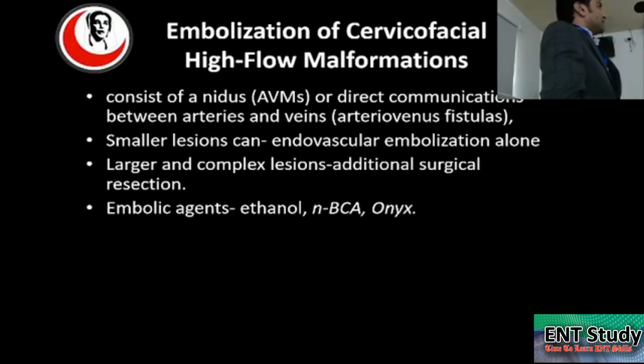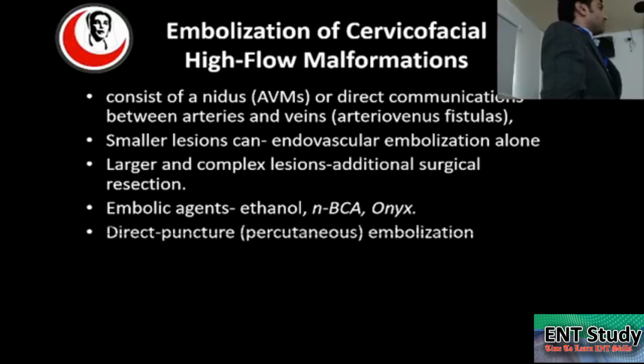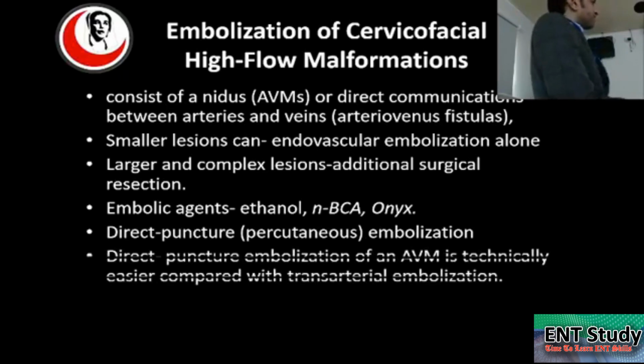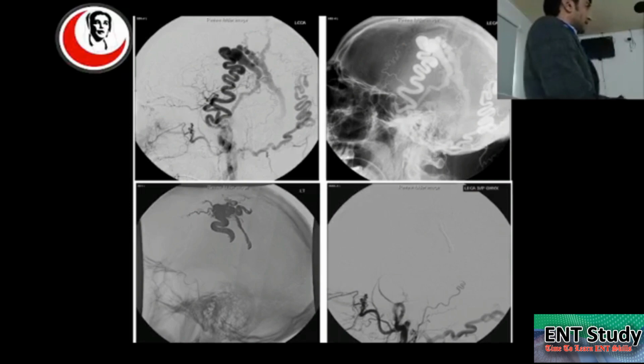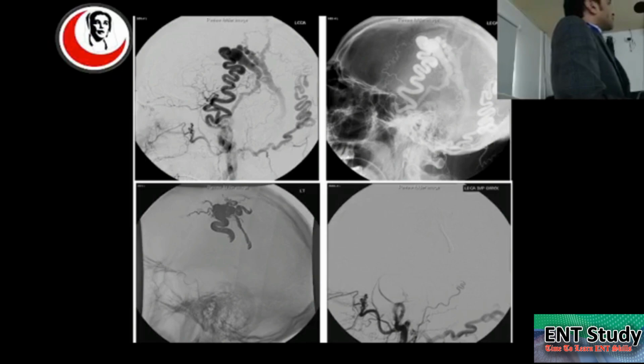Embolic agents used in high flow vascular malformations are ethanol, glue, or Onyx. Sometimes direct puncture embolization is used to access the nidus of the vascular malformation or the draining vein. Direct puncture embolization of AVM is technically easier compared to transarterial embolization. This is a case of arterio-venous malformation supplied by the superficial temporal artery, which was selectively cannulated and the glue was placed. This is the after embolization run showing no residual arterio-venous malformation.